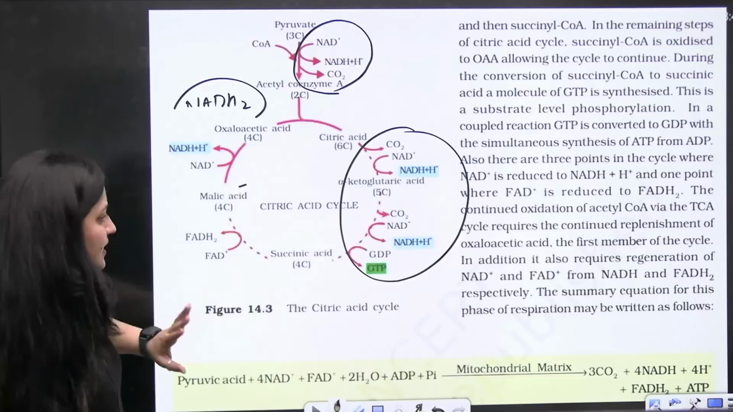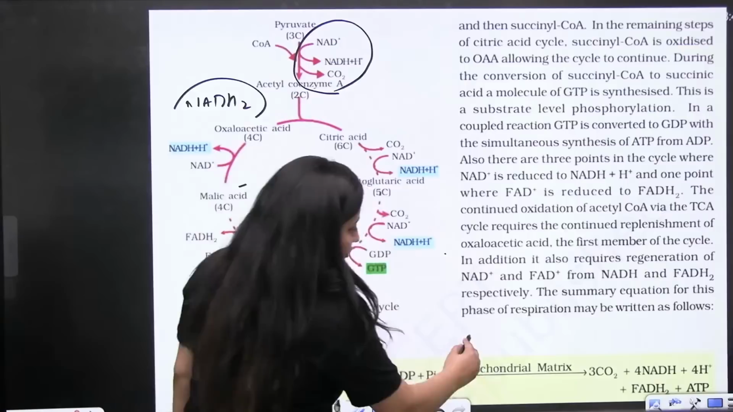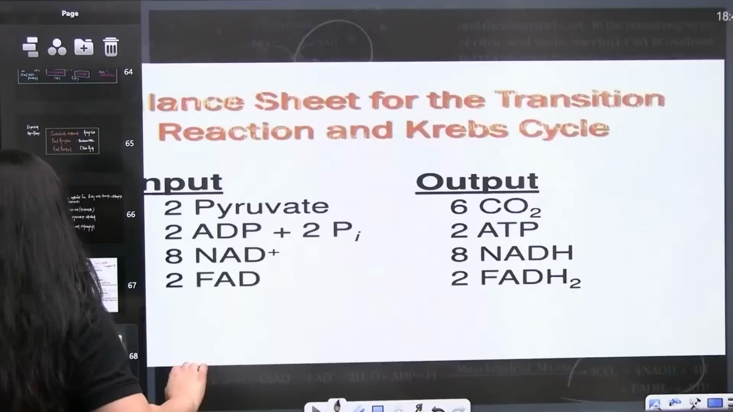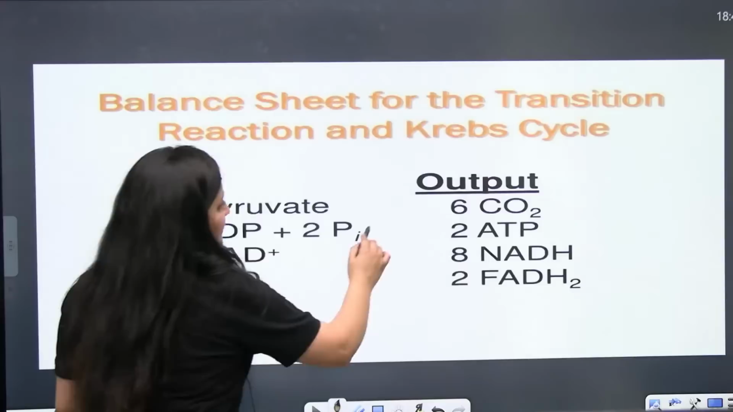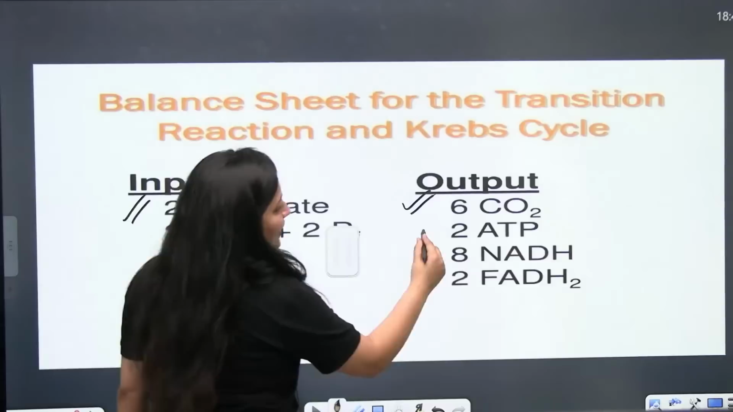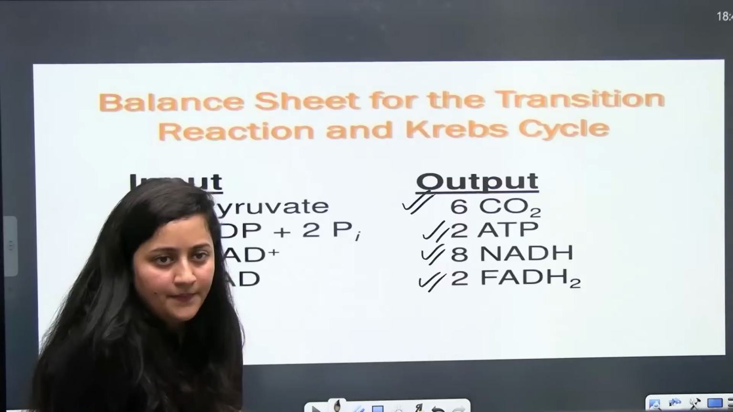So ultimately in the mitochondrial matrix, all the process will be done and this is what you will get. Here you can check the balance sheet. 2 pyruvate means 2 times Krebs cycle, which means 6 CO2 will be released. 2 ATP will be obtained, 8 NADH and 2 FADH2 will be obtained. That's all. One in link reaction.